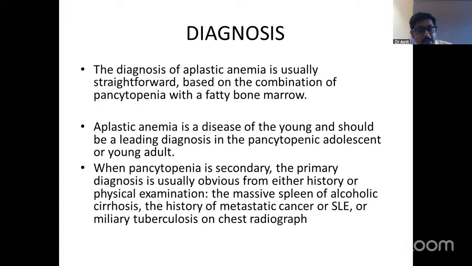When you are seeing an adult with pancytopenia, start thinking of secondary causes. The primary diagnosis is usually obvious from either history or physical examination, like a massive spleen, alcoholic cirrhosis, or Kala-Azar, or a history of metastatic cancer or SLE, or miliary tuberculosis on chest radiograph. So aplastic anemia in a young patient always leads to a diagnosis of bone marrow failure, but in an adult, start thinking of other causes of bone marrow suppression, as I already told you.